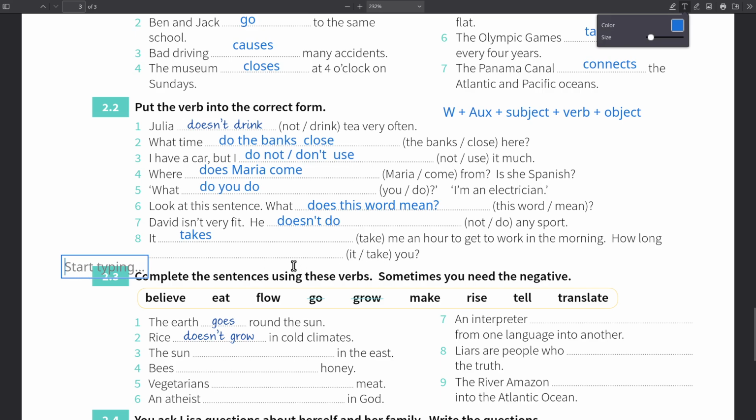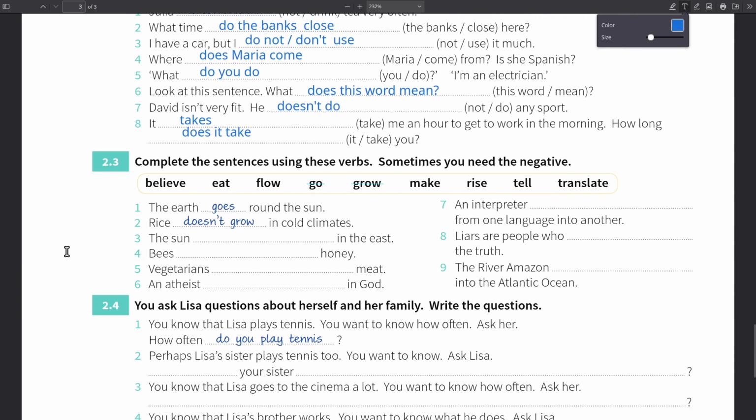How long, right? It takes you, right? In this case, our main subject is it. We're talking about a thing, we're talking about time. Our main verb is take. So, how long does it take you, right? So the full answer is, it takes me one hour to get to work in the morning. How long does it take you, right? Okay, let's move on to the next section.